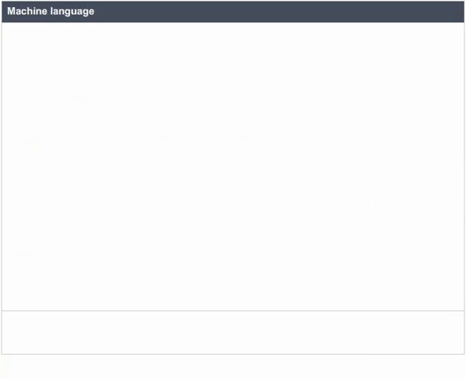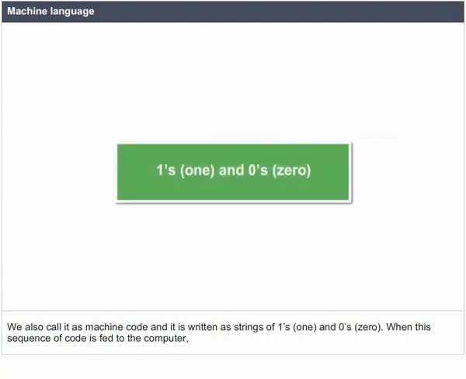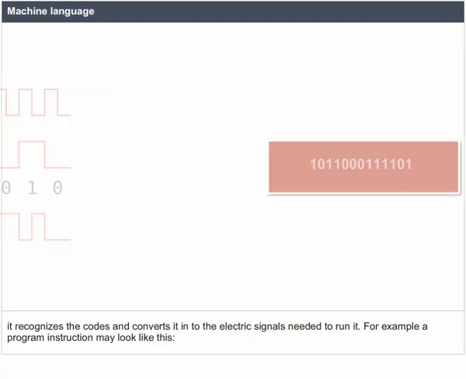Machine language. Machine language is the low-level language. It is the only language that is directly understood by the computer. It does not need any translator programs. We also call it machine code, and it is written as strings of ones and zeros. When the sequence of code is fed to the computer, it recognizes the codes and converts them into electric signals needed to run it.